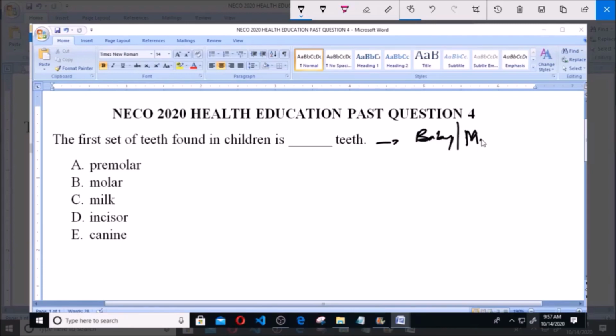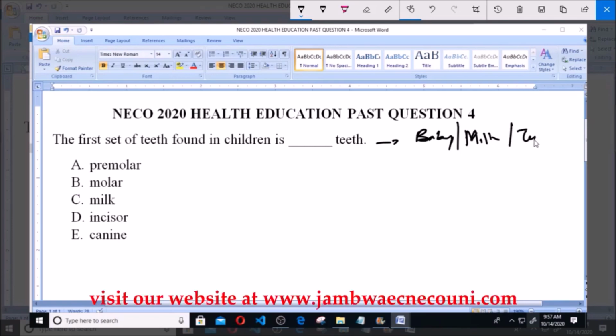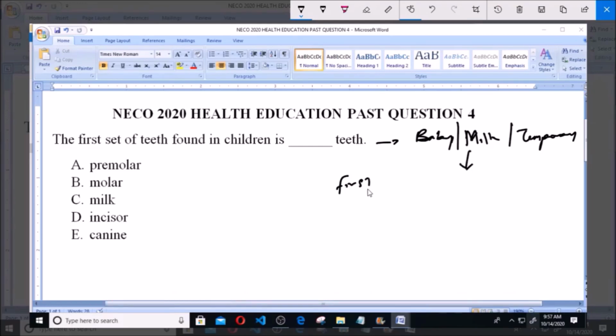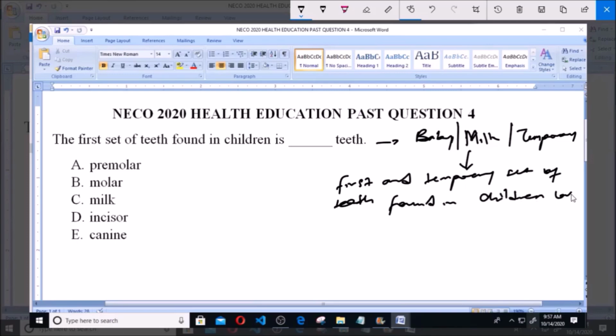or the milk teeth, or the temporary teeth. Now, this milk teeth is the first and temporary set of teeth found in children, which is later replaced by the permanent teeth found in adults.